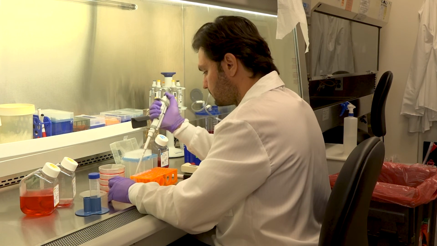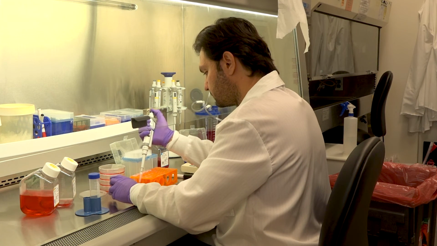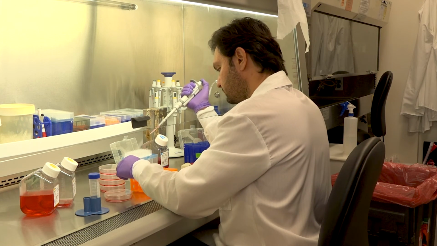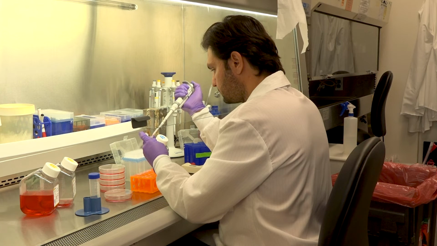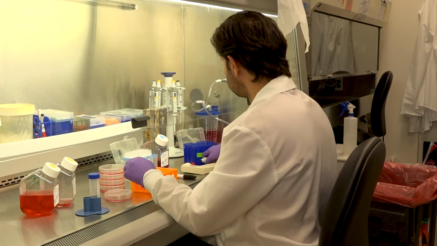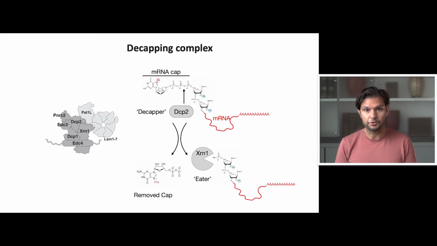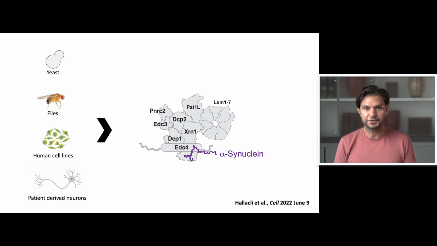Degradation of mRNA requires removal of a specific structure called the mRNA cap. This mRNA cap normally protects mRNA from degradation and also aids in its translation. So when the mRNA needs to be degraded, this cap has to be removed by the decapper enzyme, and subsequently the message is degraded by the exonuclease enzymes. This reaction, because it's terminal for an mRNA, is highly regulated and orchestrated by a large enzymatic complex called the decapping complex. Now back to synuclein.